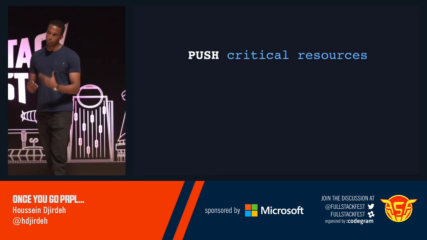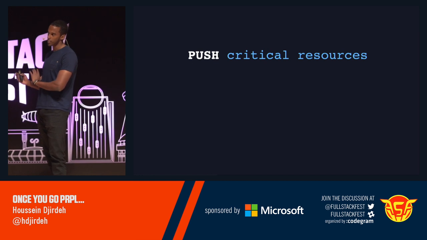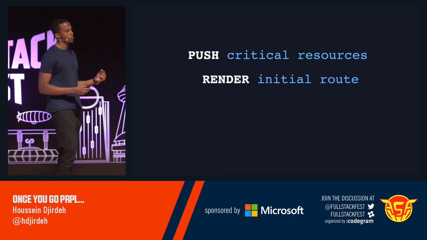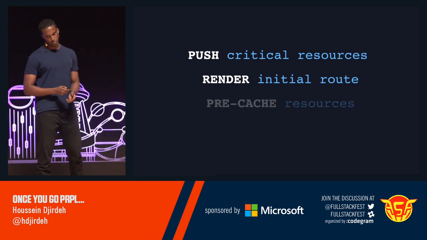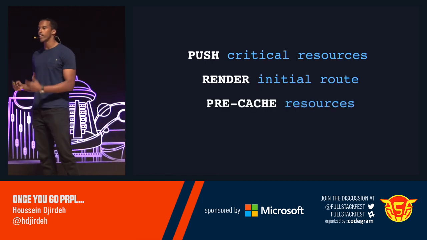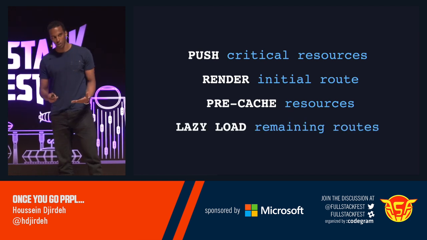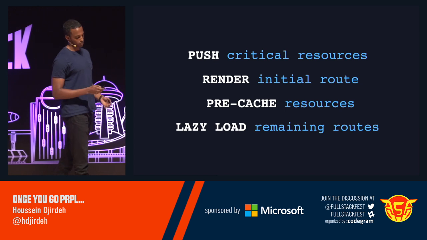First and foremost, you think of pushing and sending down your most critical assets to your users, and you do this in order to render your initial route as soon as possible. The next thing you can think about is trying to pre-cache all of your remaining resources, as well as lazy loading all of your remaining routes.